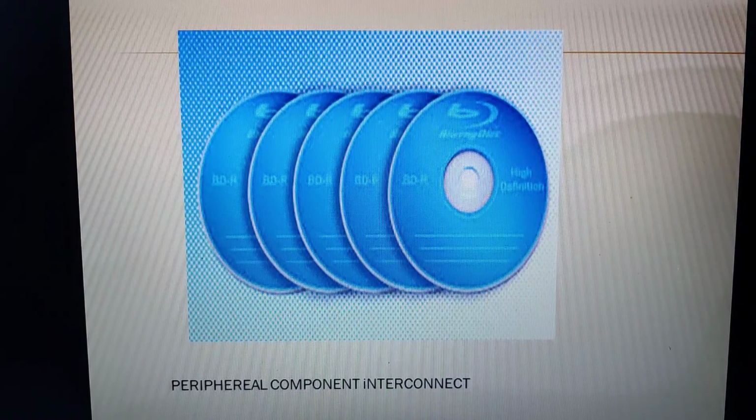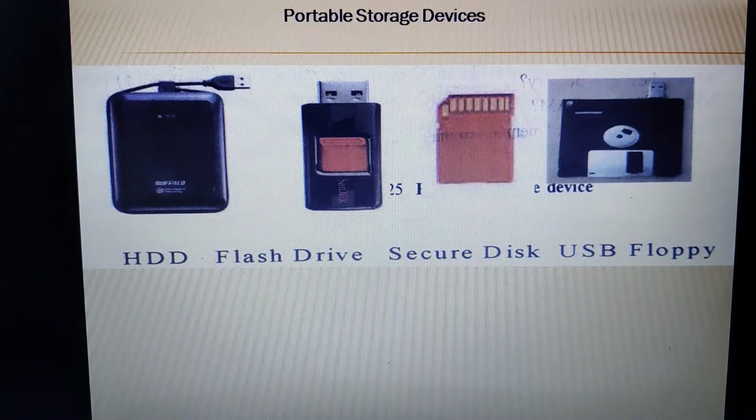Next we shall discuss portable storage devices. What is portable storage? We can also refer to it as PSD, the portable storage device. They are small hard drives. You can see these are external hard drives, HDD, hard disk drive. This is a flash drive, that's your pen drive. Then you can have a secure disk and a USB floppy disk, USB standing for universal serial bus.